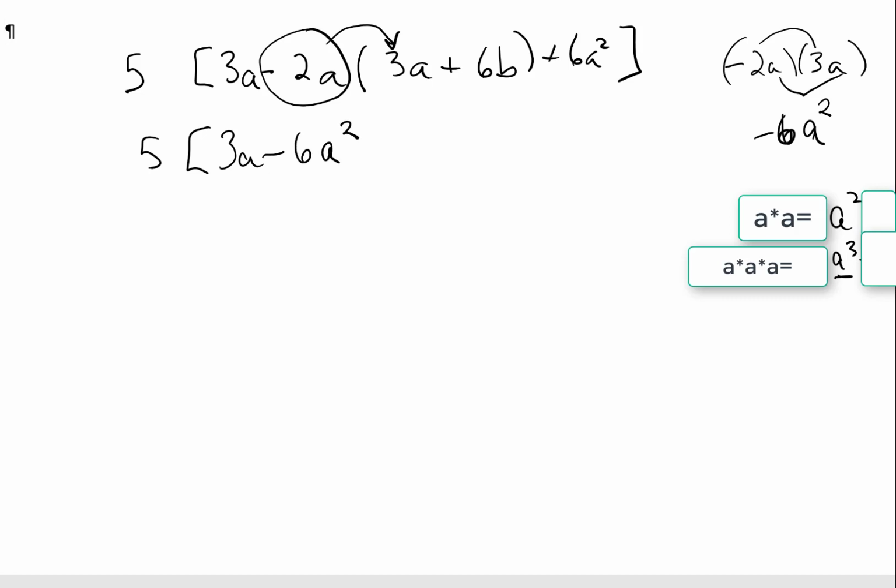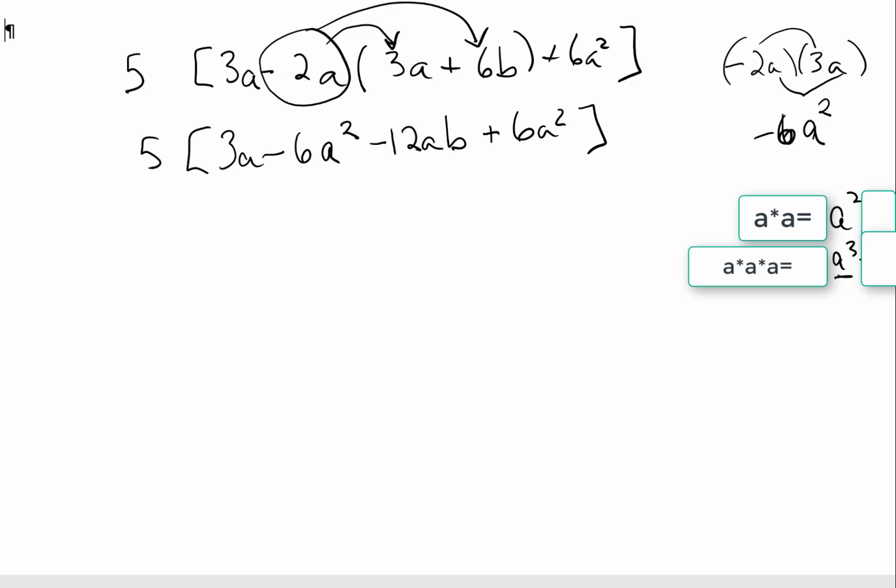Negative 2 times this positive 6b, well, negative 2 times a positive 6 gives me a negative 12, because a negative times a positive gives me a negative. And an a times a b would give me an ab. So negative 2a times 6b would give me negative 12ab. And then we would just add this 6a squared.